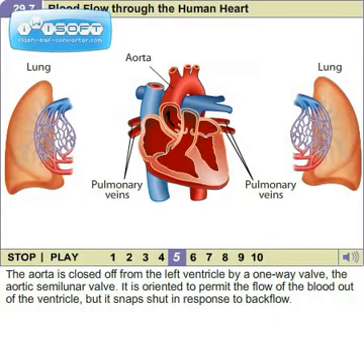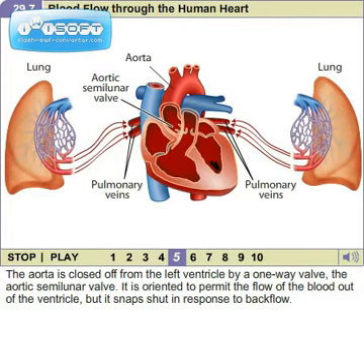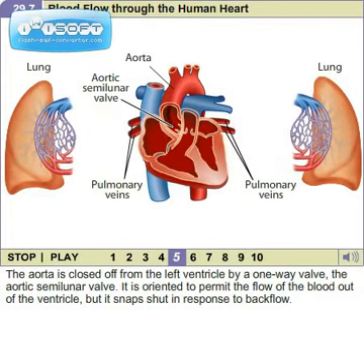The aorta is closed off from the left ventricle by a one-way valve, the aortic semilunar valve. It is oriented to permit the flow of the blood out of the ventricle, but it snaps shut in response to backflow.